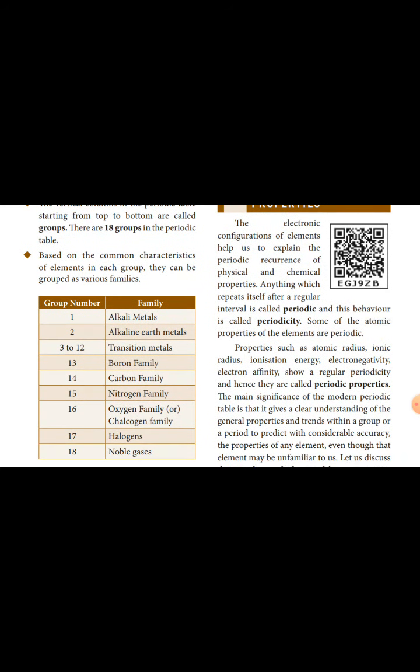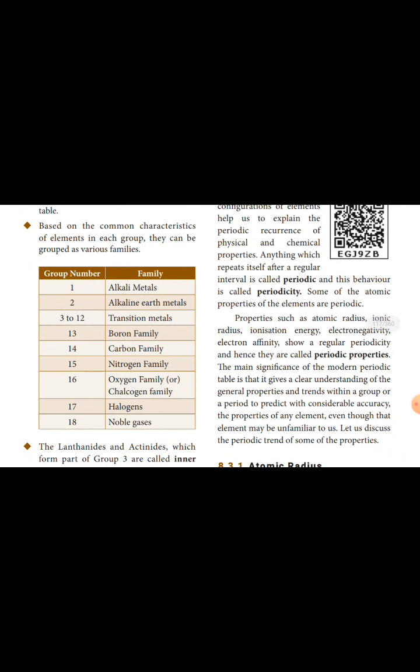So for example, the first group elements are called alkali metals: lithium, sodium, potassium. And second group elements are termed alkaline earth metals, like beryllium, magnesium, calcium, strontium. Then groups 3 to 12 are termed transition elements, from scandium to zinc, yttrium to cadmium. They lie in between the left and right columns, so these elements are called transition or intermediate elements.